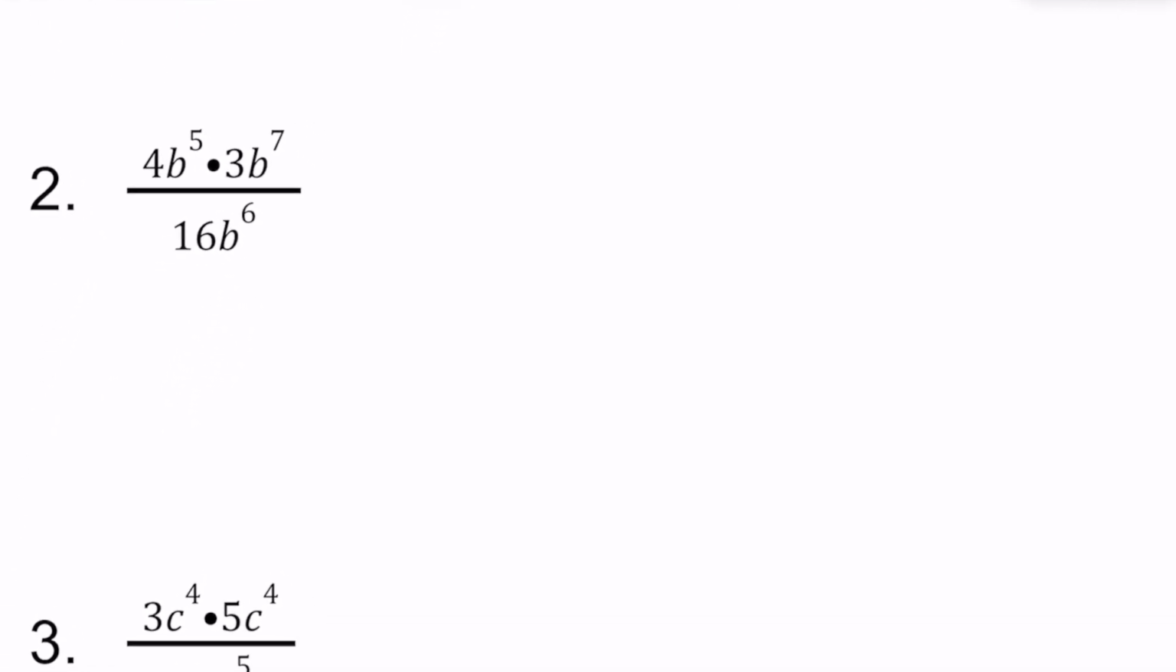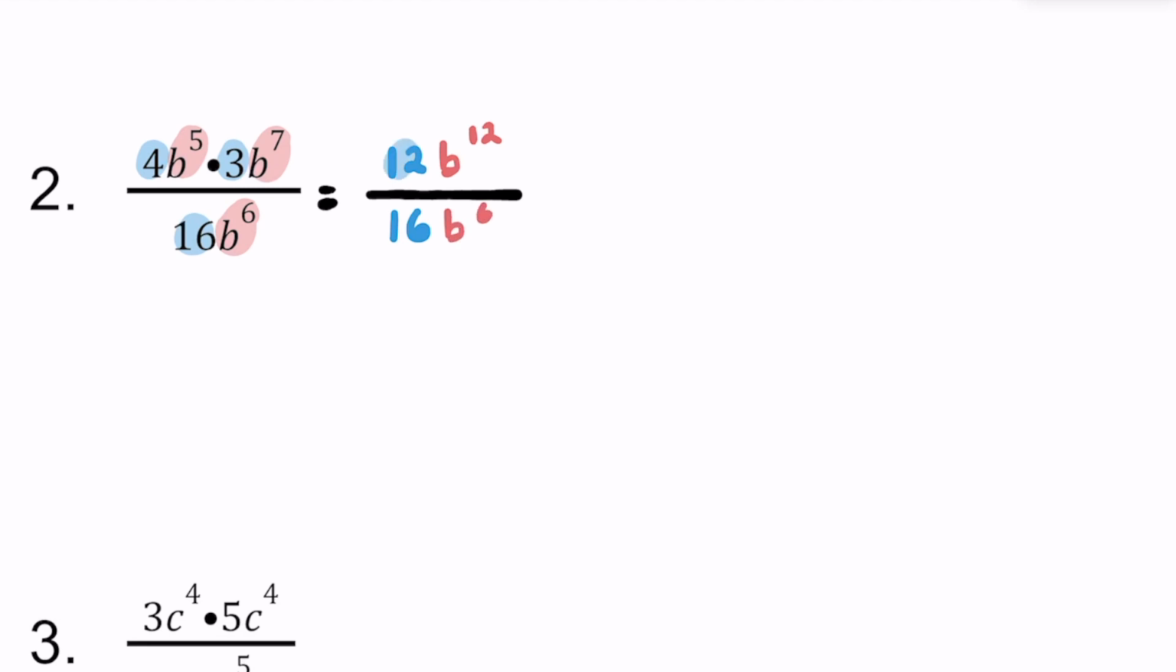For number 2, let's go ahead and do a very similar process here. Noticing the coefficients, we have a 4 and a 3 and a 16. Let's go ahead and deal with those first, right? So just dealing with the numerator, 4 times 3 is going to be 12. And the 16 on the bottom, let's just leave that alone for now. Moving on to the variable parts, we have b to the 5th times b to the 7th. We can use that product property and add 5 plus 7 to get 12, so b to the 12th power. And then on the bottom, let's just keep this b to the 6th as it is for a moment, so b to the 6th power.